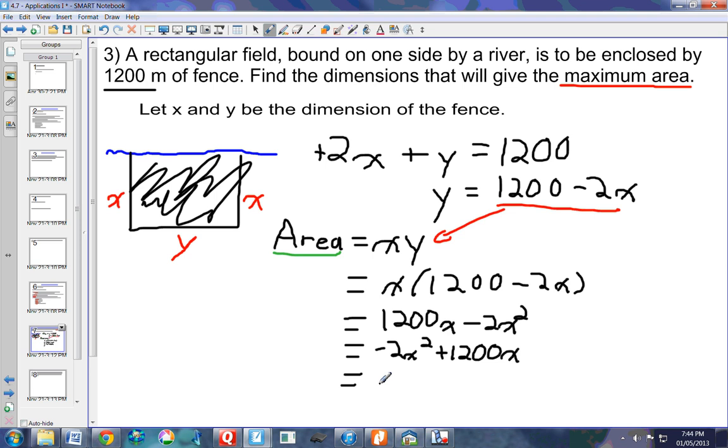So to complete the square, our first step I taught you guys for completing the square is factoring out the a value, so the negative 2. What's left over? We have x squared and negative 600x.